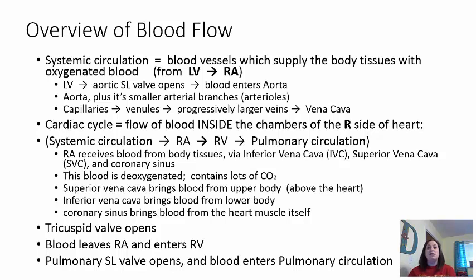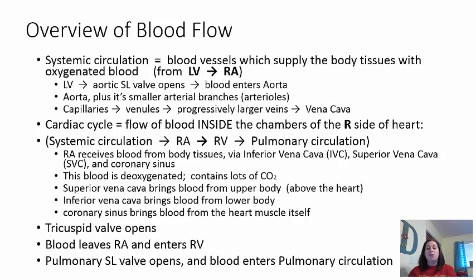This blood is now deoxygenated. Okay, oxygen has been dropped off, and it contains a lot of carbon dioxide that needs to be taken to our lungs and released as waste. The superior vena cava again brings blood from the upper body, which is above the heart. The inferior brings blood from below, or the lower body. The coronary sinus brings blood from the heart muscle itself.